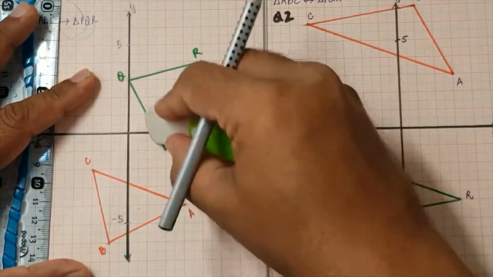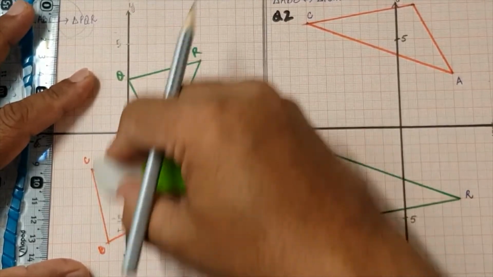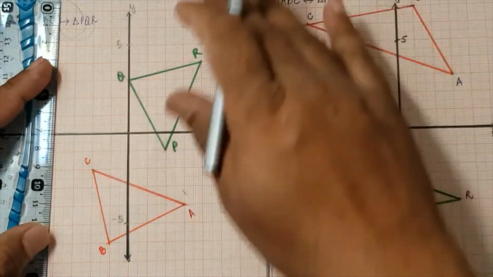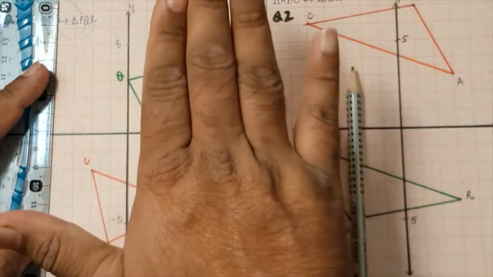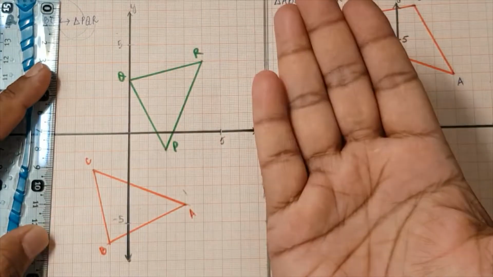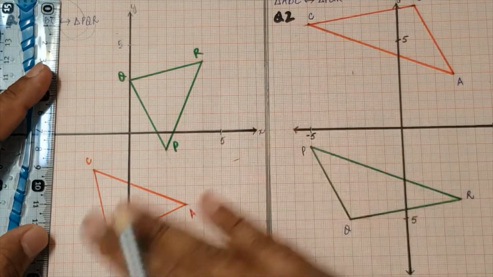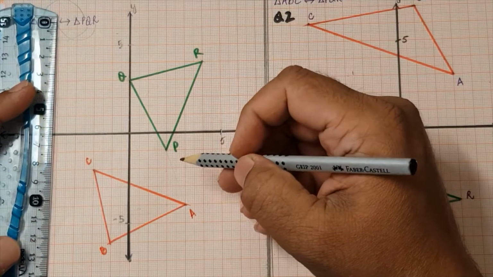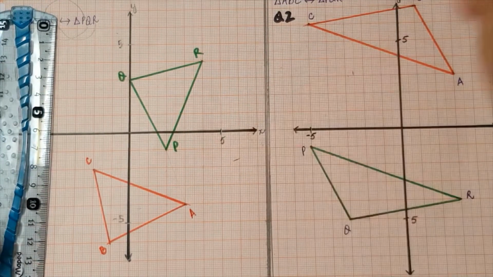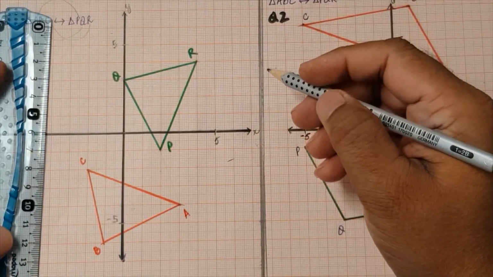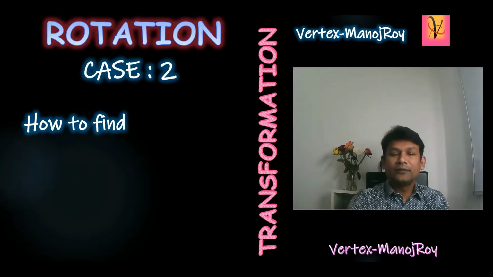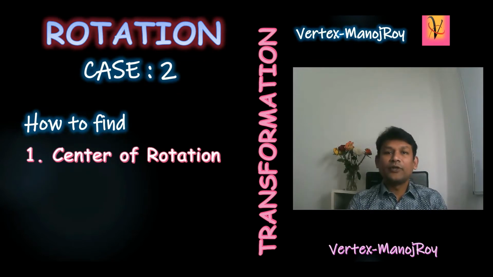And we have one more transformation which is also isometric, that is translation. In translation, normally you can see the object is just moving to another position and will not flip, so that's why this is rotation. And in rotation, what we need to find first is the center of rotation. How to find the center of rotation?